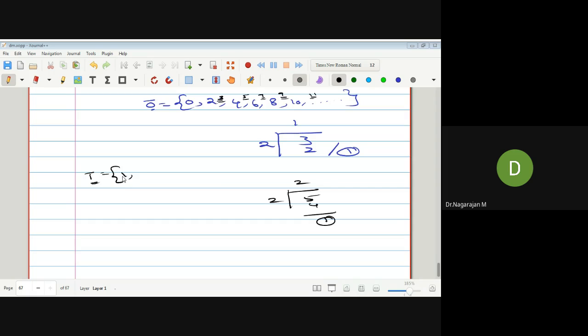The first starting element is 1. What is the next element? We add 2 here: 1 plus 2 is 3, 3 plus 2 is 5, 5 plus 2 is 7, 7 plus 2 is 9. These elements are called the 1 class in Z2. This type of problem is called integer modulo n.